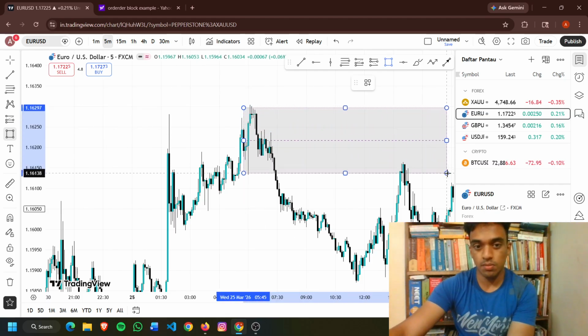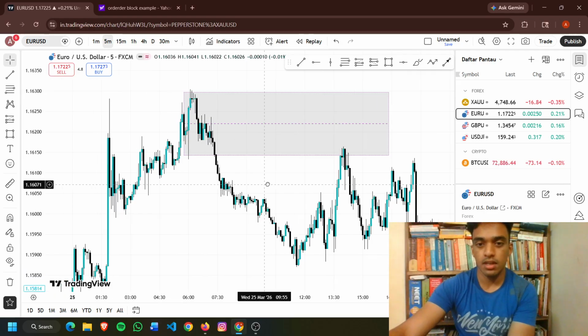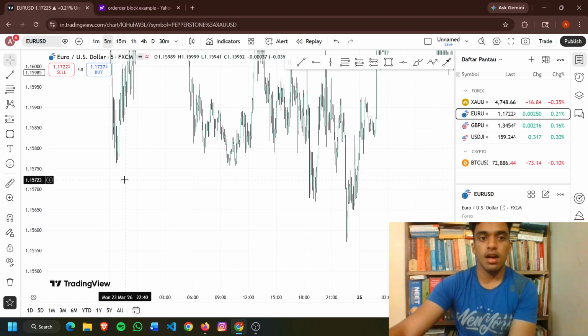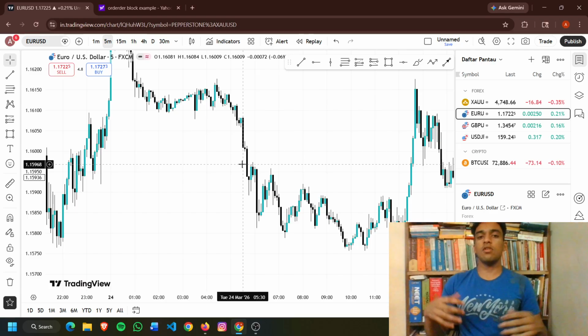See, down move prior to an up move. You also take the wick. It came out. Boom, liquidity sweep happened. Came up, tap, went down. I guess this is enough for you. So that's all for order block.